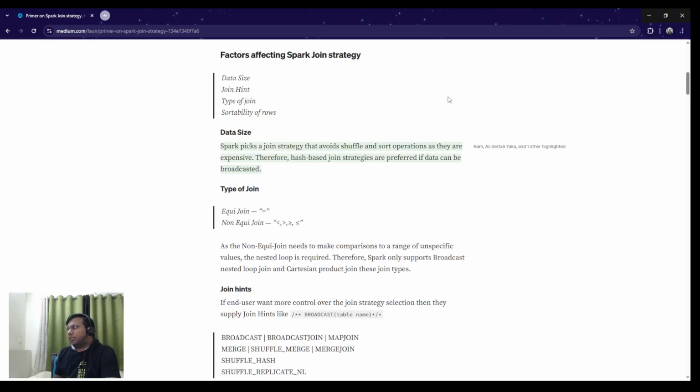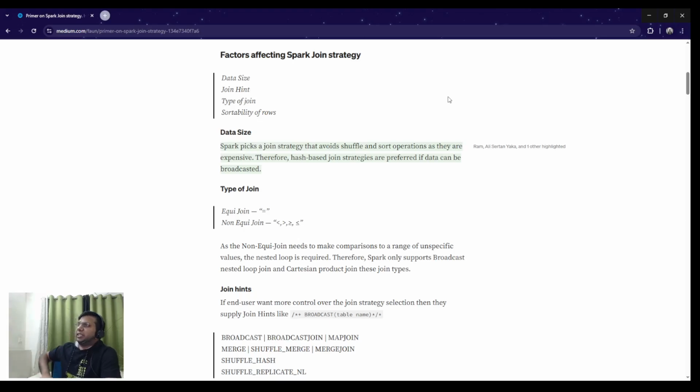Then we have join hints. Let's say when we write a Spark job, we can give a join hint. The moment we give a join hint, Spark understands that the user wants me to use a particular strategy rather than trying to find it on its own. Generally, when we provide a hint, Spark will take that hint as a higher priority. In most of the cases, sorry, in certain cases it might ignore the hint, but we will talk about that as well. This blog talks about that.